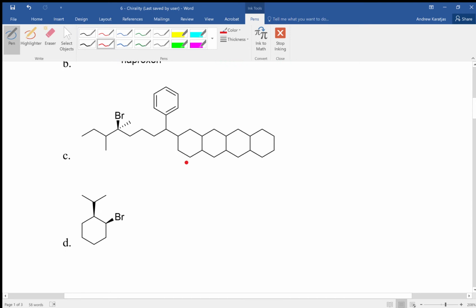All right, for part C, we have a chiral center located right here. Bromine, higher atomic number than carbon, is highest priority. The other three groups here are all carbon. But we have a methyl, which means that's a carbon that's attached to just hydrogens. That's going to be lower priority than the other two carbon groups.